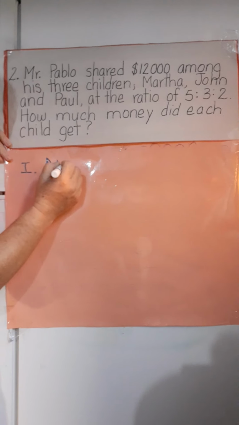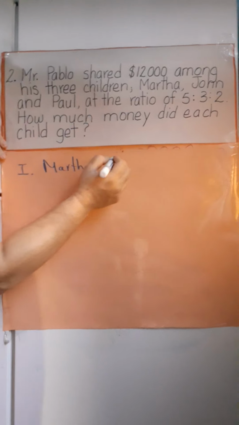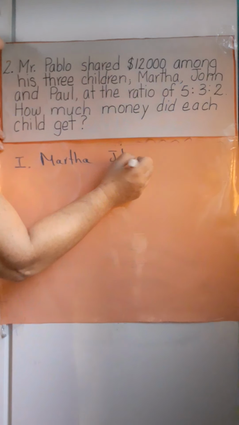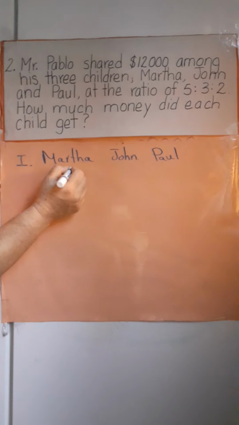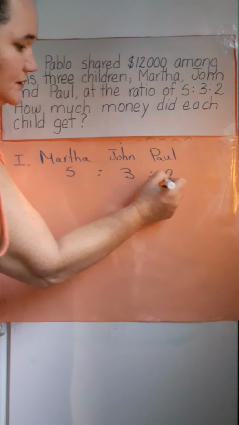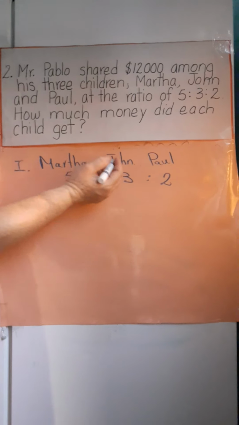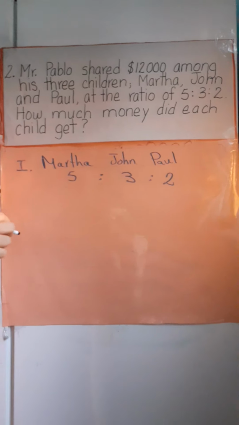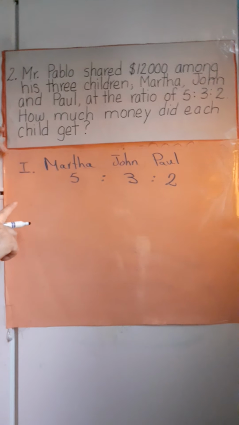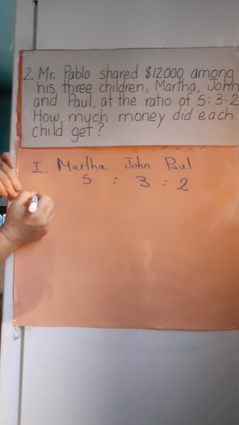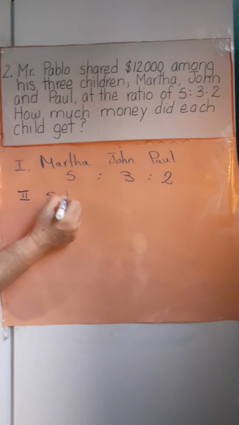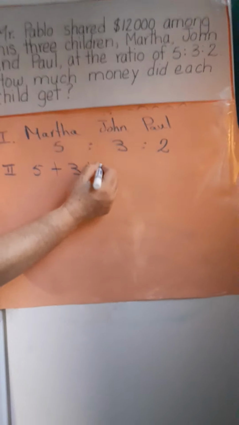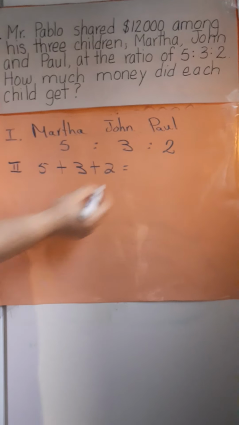So this is Martha, John, and Paul. Okay? The ratio is 5 to 3 to 2. So Martha got 5, John got 3, Paul got 2. Okay? Now, what we do now is our second step, our step 2 now, we are going to add all the ratios. 5 plus 3 plus 2. This is going to give us 10.